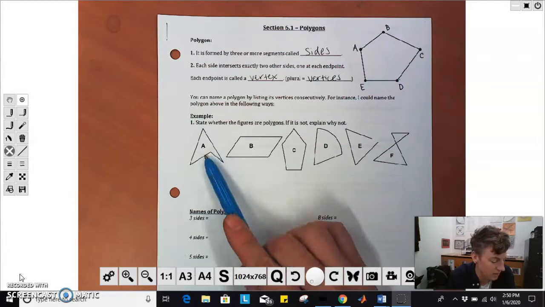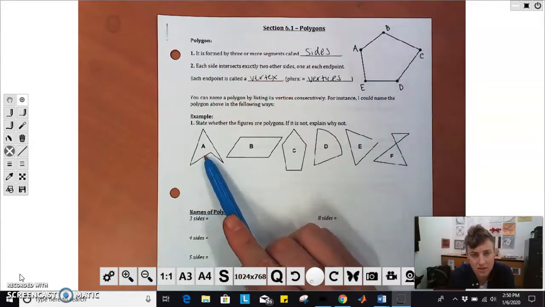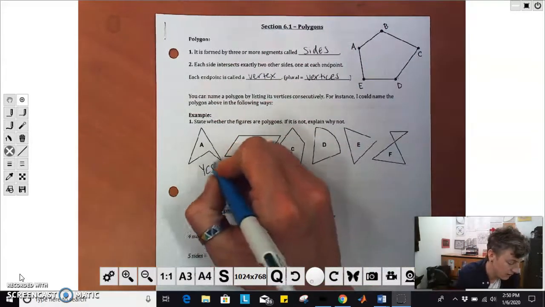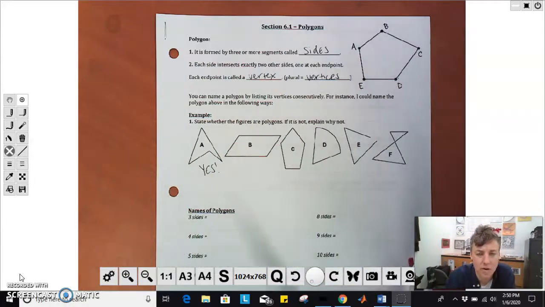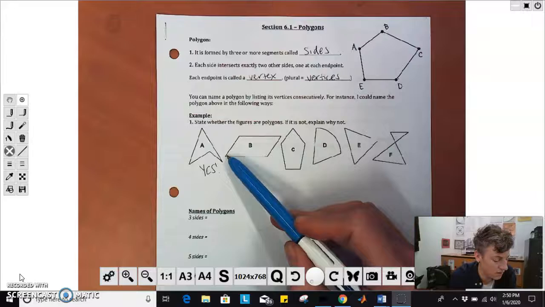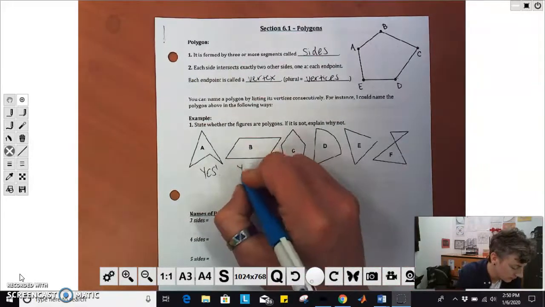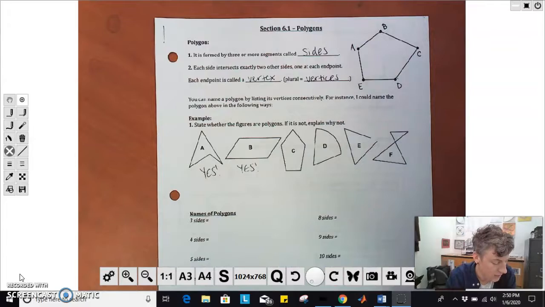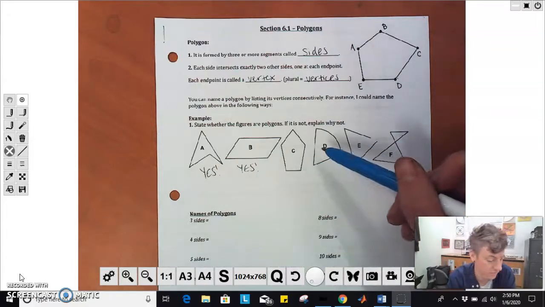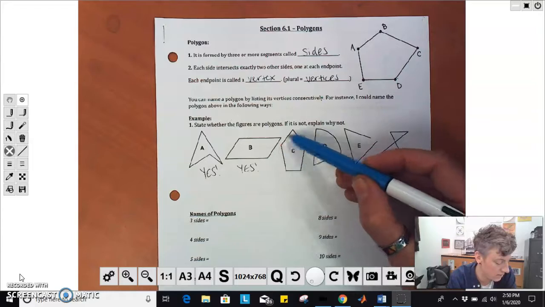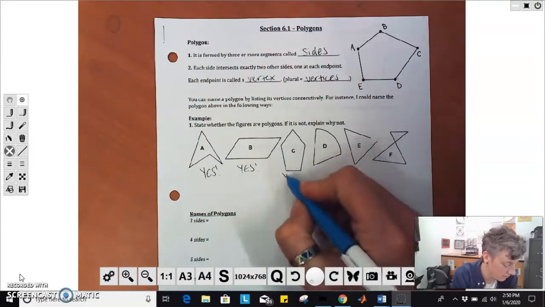Is A a polygon? Will it have 3 or more sides? Yes. Does each side intersect exactly 2 other sides? Yes. How about B? Right off the bat, I want to say yes. It looks really familiar. We'll talk about that one soon. This is actually a parallelogram. It's definitely a polygon. C. 3 or more sides? Yeah, I mean, it's got 5 sides. Does each side intersect exactly 2 other sides? Yes.